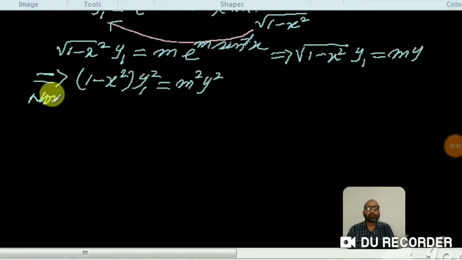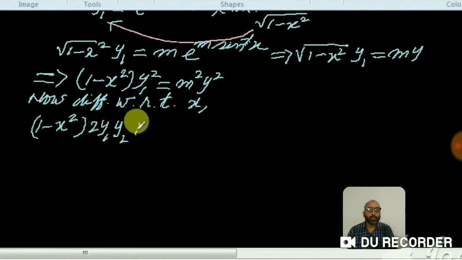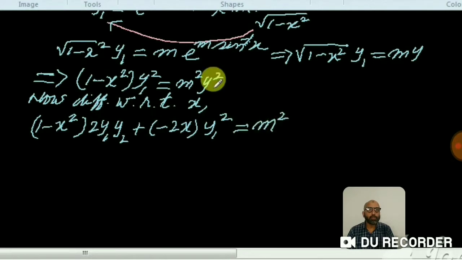Now differentiating with respect to x, we get using product rule 1 minus x square as it is, differential of y1 square, which is 2y1 into y2, plus differential of first function minus 2x and y1 square as second function, as it is equal to m square, which is constant coefficient, and differential of y square by chain rule 2y into y1.